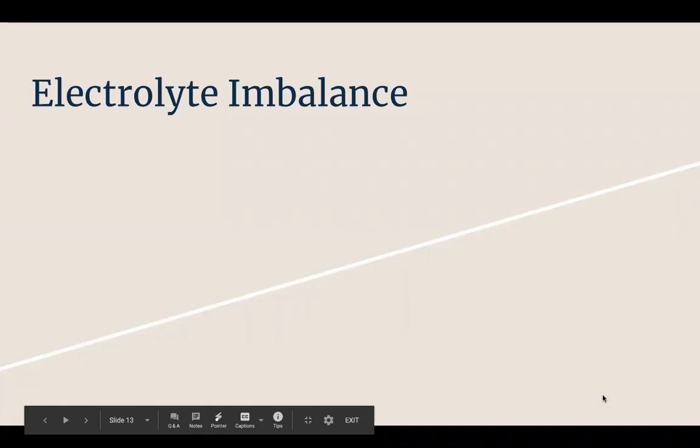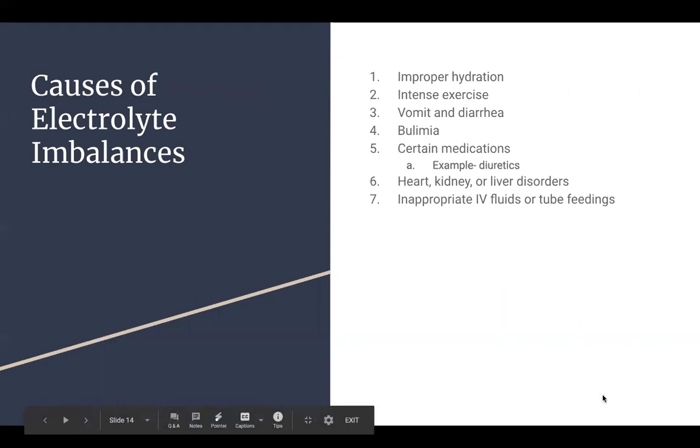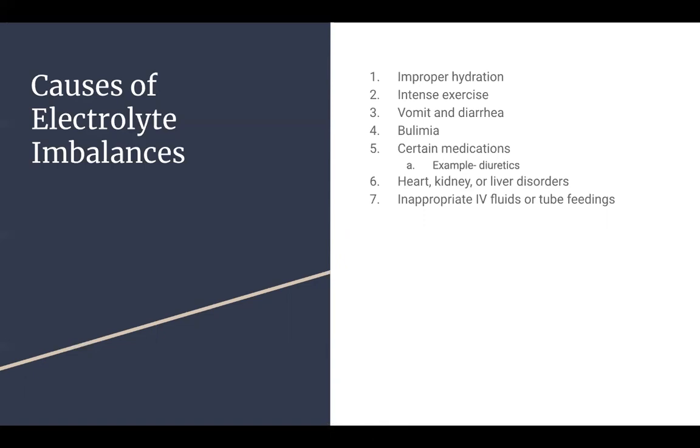Now, let's take a look at a few considerations when it comes to electrolyte imbalance. How does electrolyte imbalance occur? There's a few things that might bring this about. One being improper hydration, which may mean imbalances caused by either dehydration, so not having enough water, or overhydration, so having too much water, which then dilutes those electrolytes.